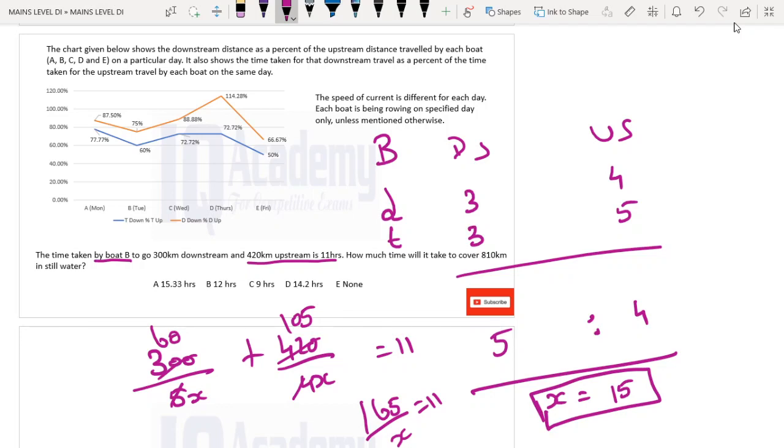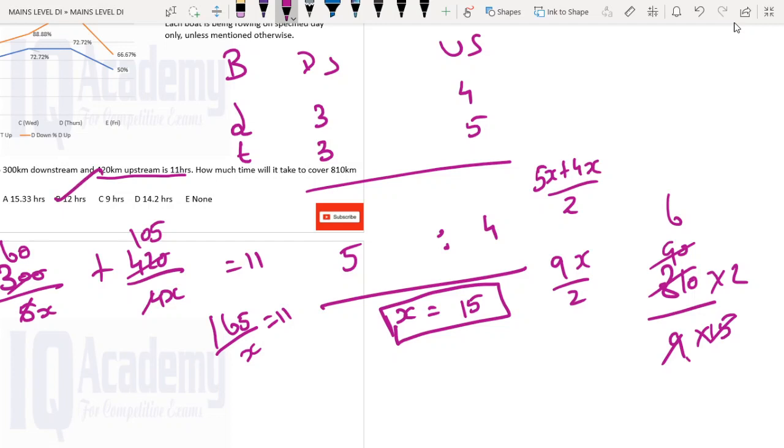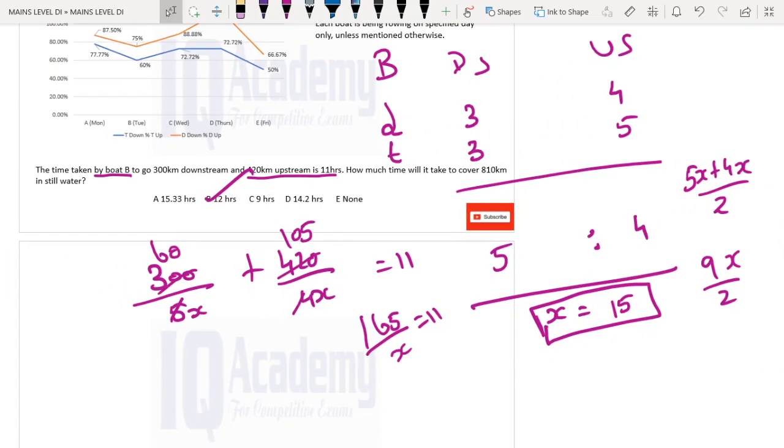So how much time will it take to cover 810 kilometers in still water? Still water means just the boat speed. So we know the boat speed is (5x plus 4x) by 2, which is 9x by 2. So 810 by 9x by 2, or 810 by 9x into 2. So instead of x we can keep 15. So 90, then this will be 6 times. So 6 into 2 is 12 hours is the answer for this question. So the answer is 12 hours.